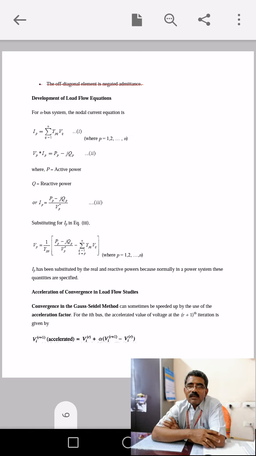Please see here, finally when we substitute the current, the voltage is 1 by Yii, Pi minus jQi by Vi conjugate minus sigma Yik Vk, that is your expression with i is 1 to N, k not equal to i. This acceleration is normally used in the Gauss-Seidel method to accelerate the process of iterations, so that you can reduce the number of iterations. How to obtain the accelerated voltage was also explained clearly through an example in our previous classes.